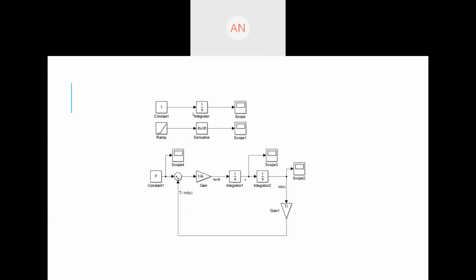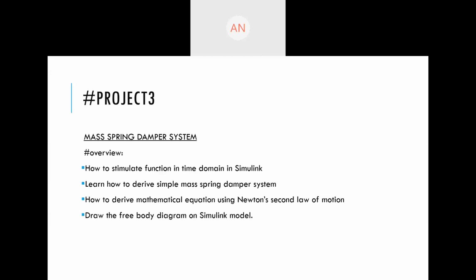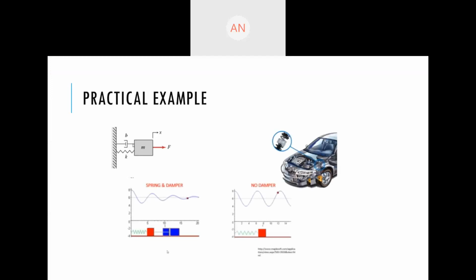This is what we made in the second project. Now let's go to the third project. Our third project is the mass spring damper system. After this project, you will know how to simulate a function in time domain in Simulink, learn how to derive a simple mass spring damper system, and how to derive the mathematical equation using Newton's second law of motion, and draw the free body diagram in a Simulink model. I have taken a very simple example.